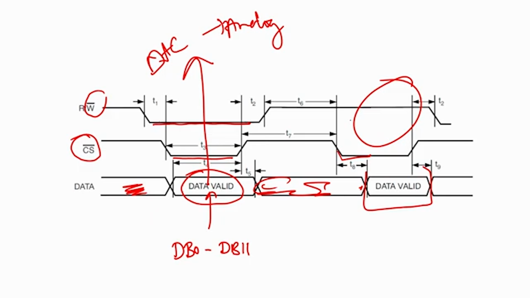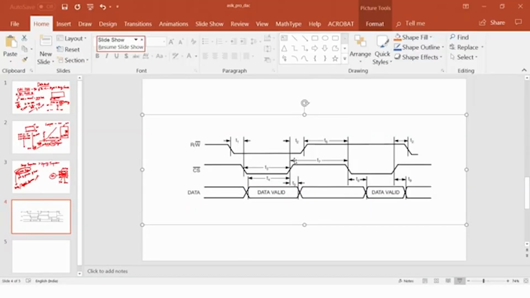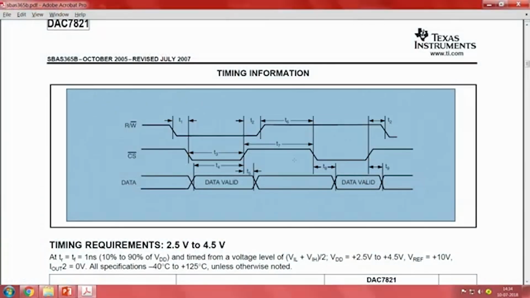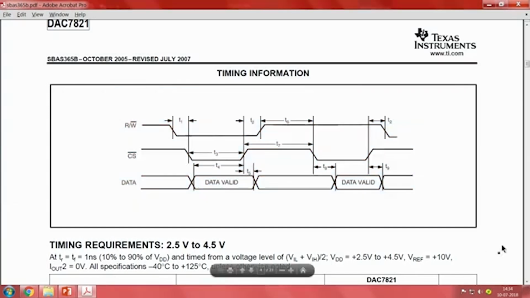So, these things you should see: when it is read, when it is write, this is high. So, this is read, this is write, this is chip select enabled, this is chip select high. These things you should see. Okay. Next, so that is the timing requirement.